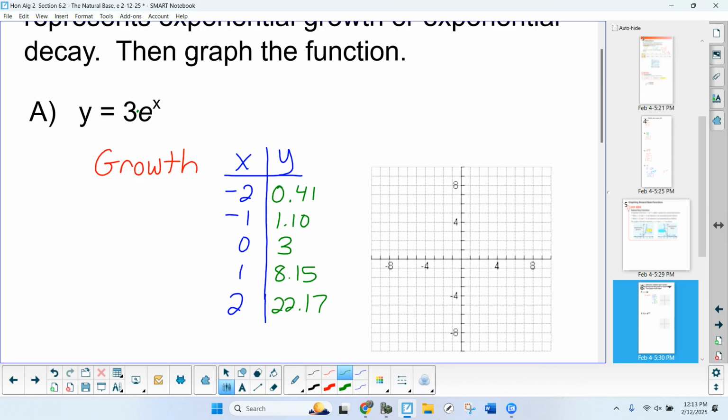So let's go ahead and graph these. So at -2, I'm not even to 1/2. At -1, I'm just a little above a 1. At 0, I'm at 3. At 1, I'm above 8. And man, 2 is way up there. Now remember, there's an asymptote on that. So it goes like that. Thoughts? Did it show a growth?